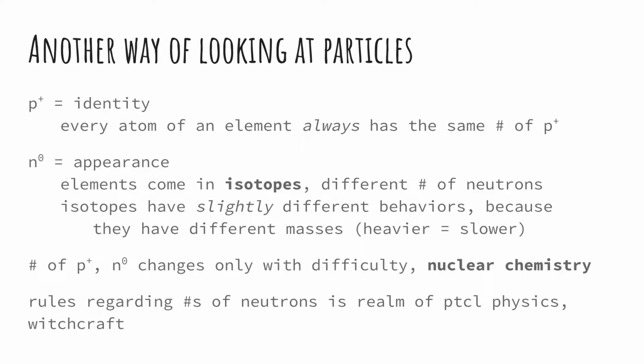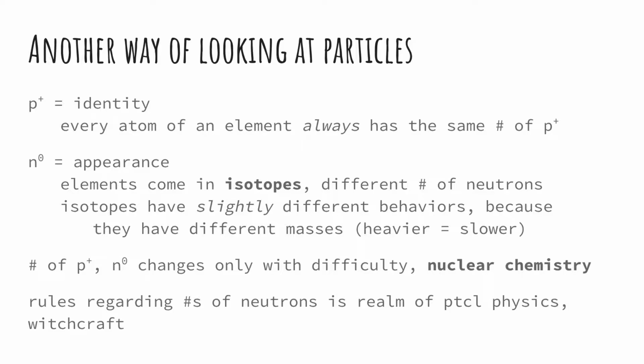You can get different numbers of neutrons and still have the same element. Okay? So that's what Dalton got wrong. It's not the case that every atom of an element is exactly the same. They can have different numbers of neutrons. So those are called isotopes. Every element has at least one isotope, but they usually have multiple isotopes. And those isotopes are just the different numbers of neutrons.